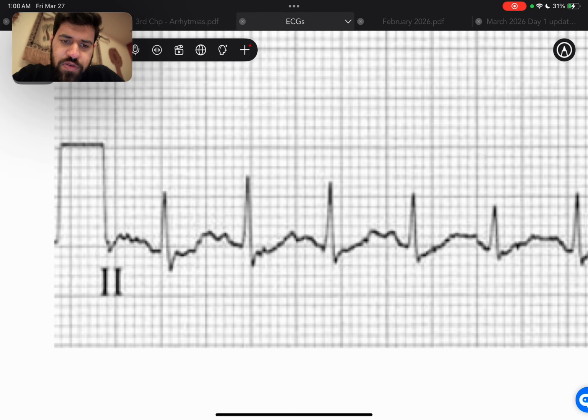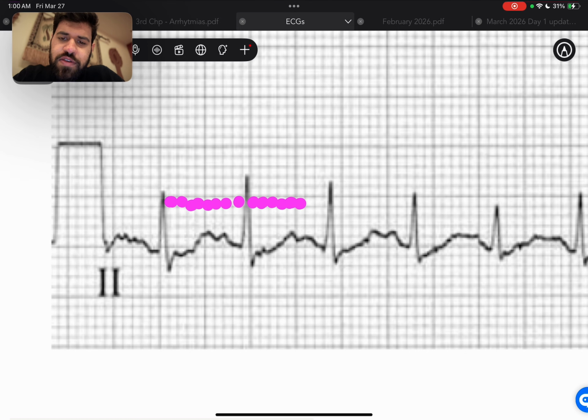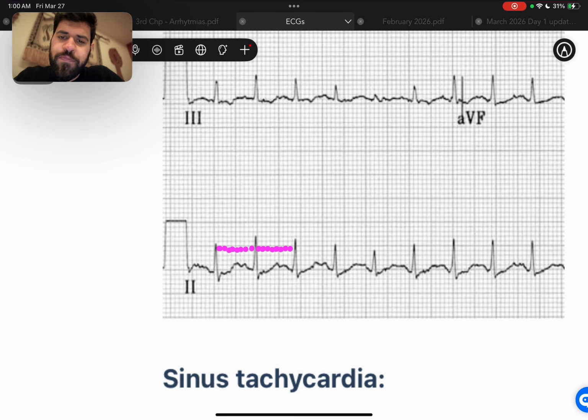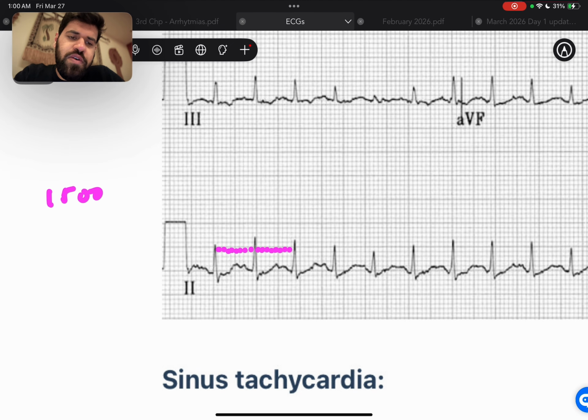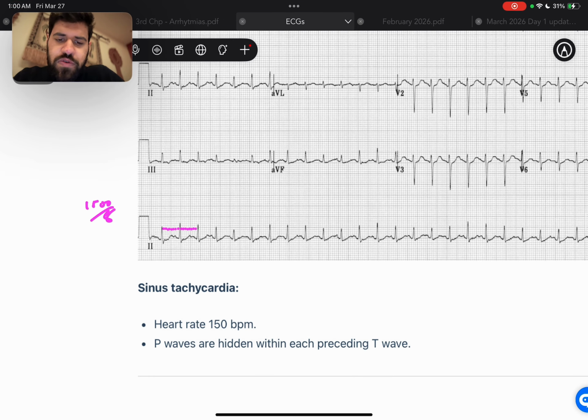Let's zoom in here. So we have 1, 2, 3, 4, 5, 6, 7, 8. Let's call it 8. 1, 2, 3, 4, 5, 6, 7, 8, 9. So basically 8. So it would be 1500 divided by 8. All right. So I would say close to 150 BPM. So yeah, that's the one that's given here, 150 BPM.